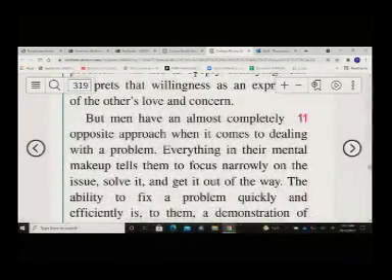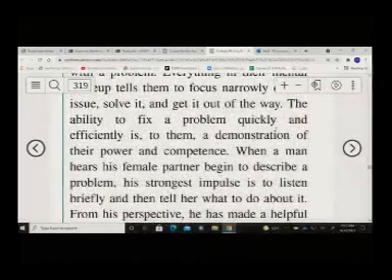But men have an almost completely opposite approach when it comes to dealing with the problem. Everything in their mental makeup tells them to focus narrowly on the issue, solve it, and get it out of the way. The ability to fix a problem quickly and efficiently is to them a demonstration of their power and competence. It's your maleness to get it over, solve it fast.